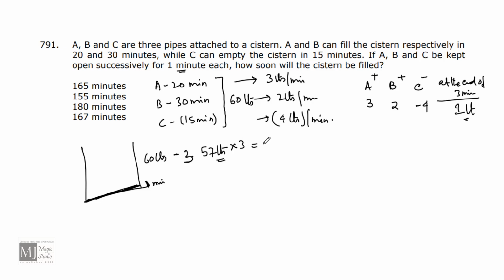57 into 3, that is 171 minutes. 57 liters of water is there in 171 minutes, and the very next minute A will come in and add 3 liters to it. That means by the end of 172 minutes, the cistern would be full, isn't it? But you can see that 172 is not there in the options.